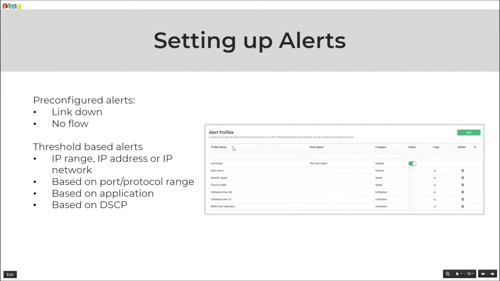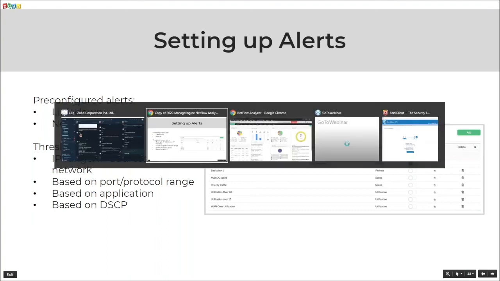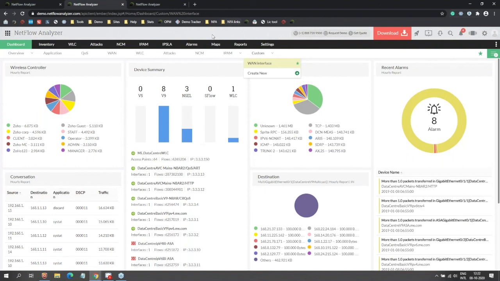Setting up alerts. We have different kinds of alerts that we can set up in our tool. There are two types. We have pre-configured alerts, which are link down and no flow, meaning if the flow is not coming in, we can send you an alert. This will be sent to you over email. Let me show you: settings, NetFlow, alert profiles.